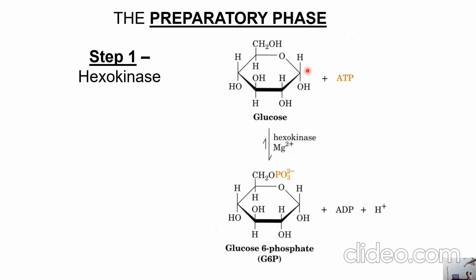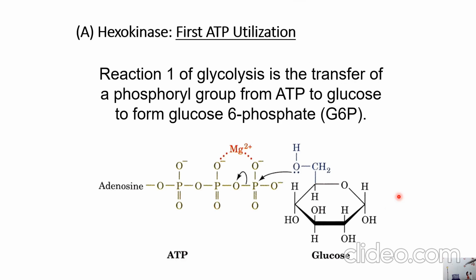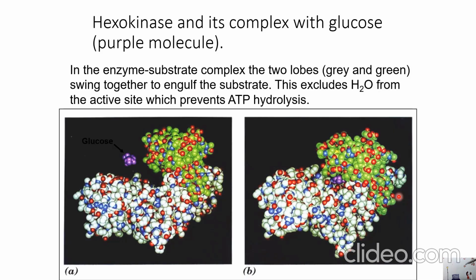Then the preparatory phase. This is hexokinase, the role of hexokinase with Mg2+. In reaction 1 of glycolysis, the transfer of a phosphoryl group from ATP to glucose forms glucose 6-phosphate. Now hexokinase in complex with glucose, the purple molecule over here. In the enzyme-substrate complex, the two lobes, gray and green, swing together to engulf the substrate. This excludes H2O from the active site, which prevents ATP hydrolysis.